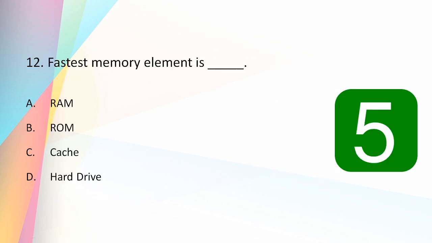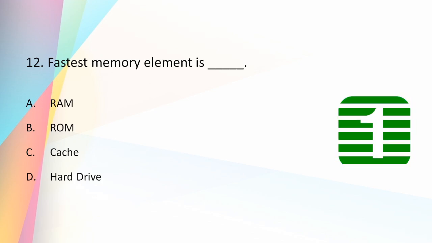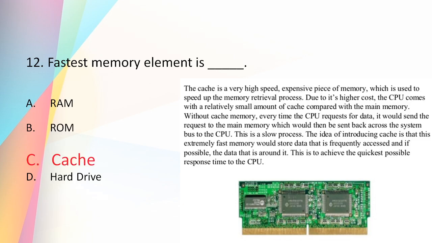Fastest memory element is RAM, ROM, cache, hard drive. And here you go. And the answer is cache. Cache is a very high speed expensive piece of memory which is used to speed up the memory retrieval process. Due to its higher cost, CPU comes with relatively small amount of cache combined with the main memory.